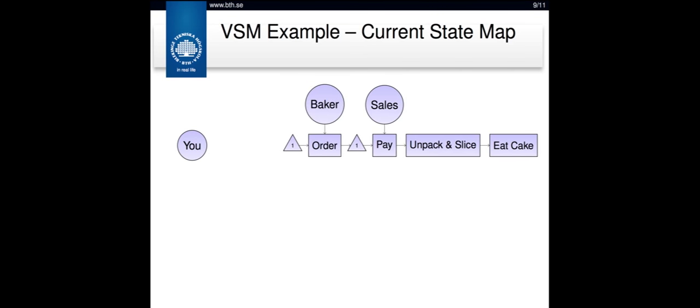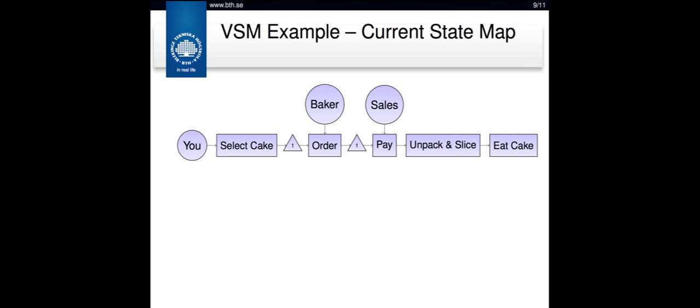A lot of recommendations say that you should do your value stream mapping from the end and work your way backwards. So what do you need in order to eat the cake? You need to unpack and you need to slice it. And then you can work your way backwards from that. What you need to do in order to unpack and slice it? Well, you need to have paid for it. In order to pay for it, you also need to have ordered it. And in order to order a cake, you need to have selected it. And that's the process from end to end.